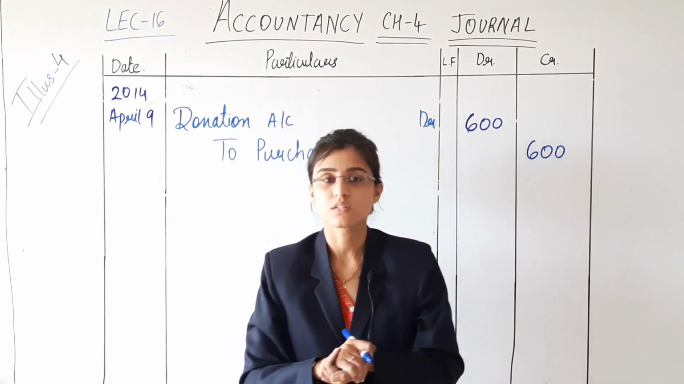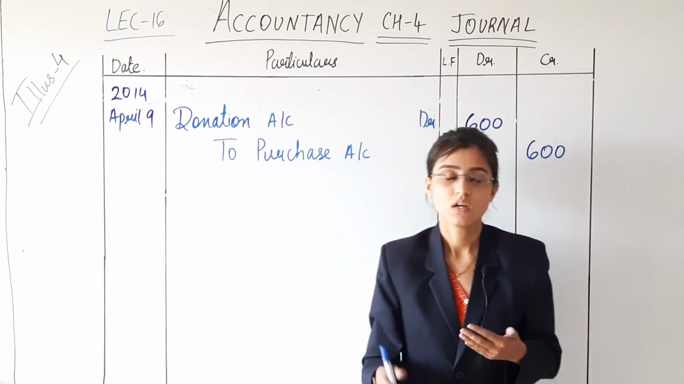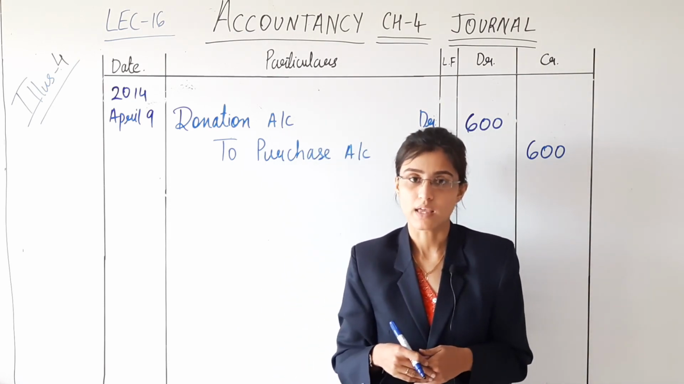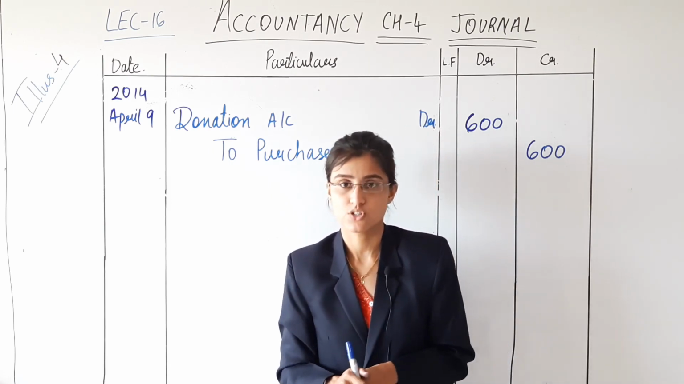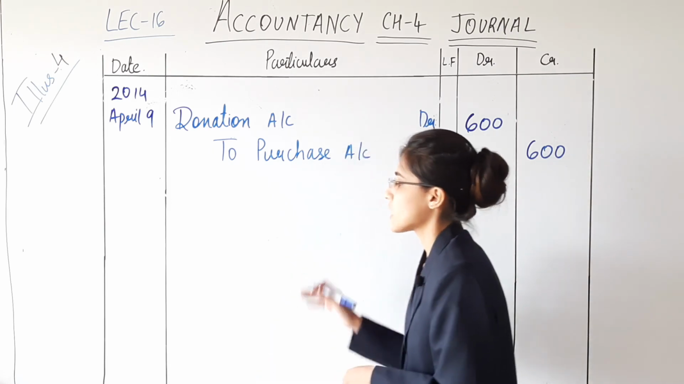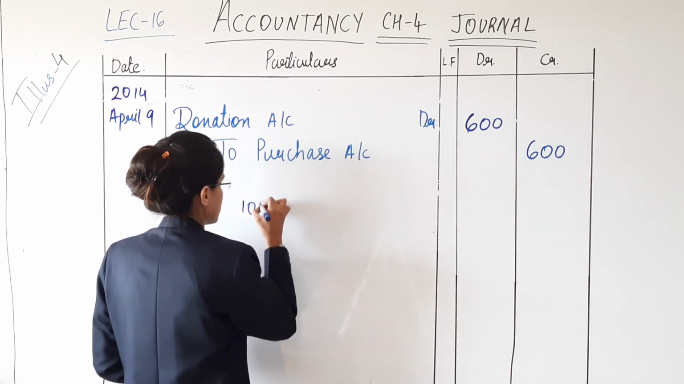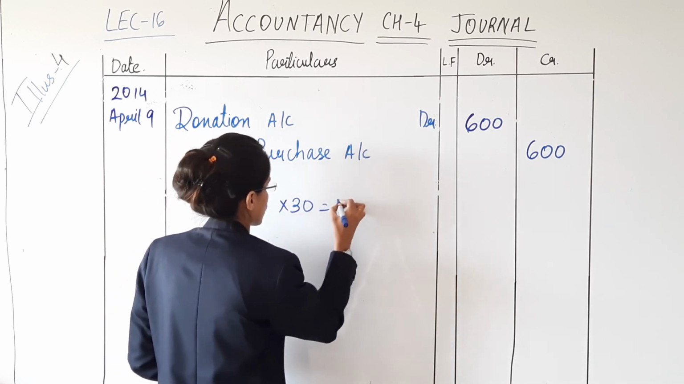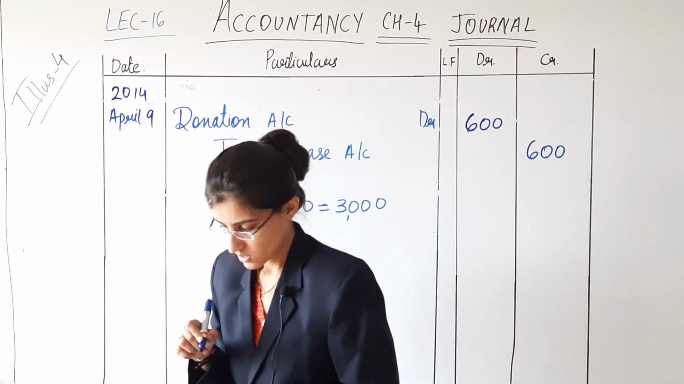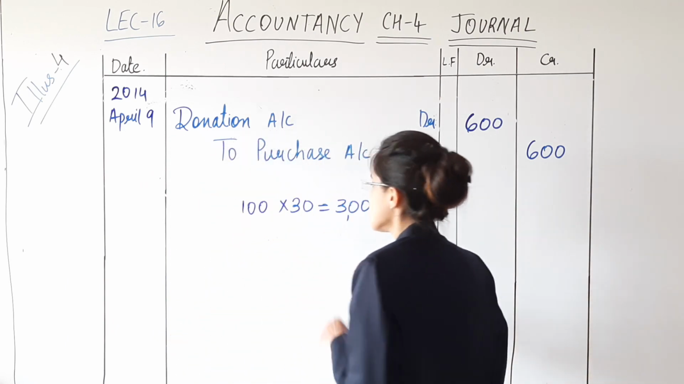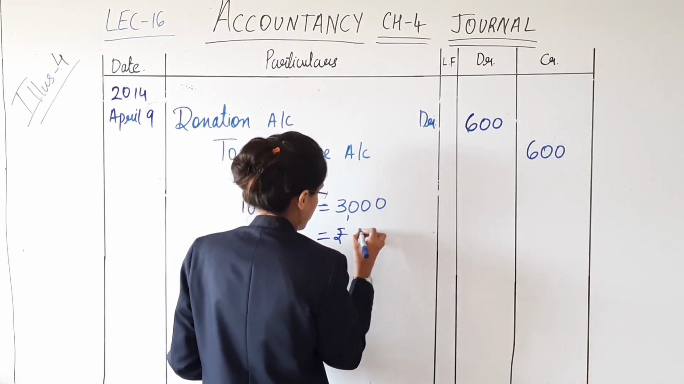Why is bank written here? Let me clarify this. The transactions of shares always take place through bank. They never take place in the form of cash. Firstly, the shares have been purchased. How many shares? 100 shares of rupees 30. And also the brokerage is paid. How much? 2%. So 3 twos are 6, so 60 rupees is the brokerage.